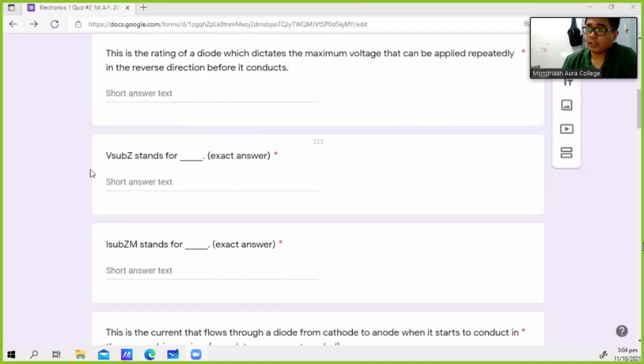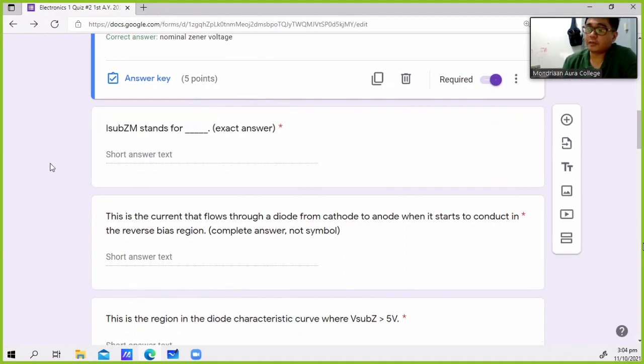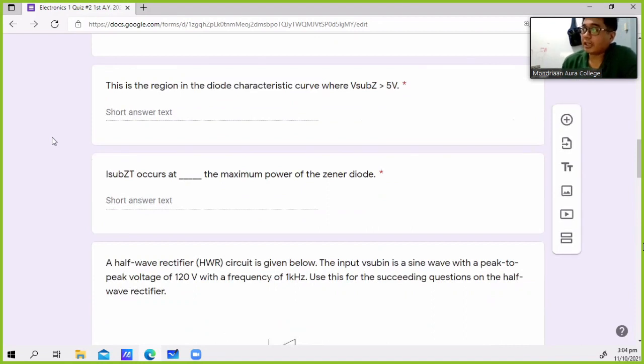No? Next, V sub Z stands for nominal Zener voltage. So do not forget the word nominal Zener voltage. I sub ZM stands for maximum Zener regulating current. Okay, and then this is the current that flows through a diode from cathode to anode when it starts to conduct in the reverse bias direction, the Zener knee current. This is the region in the diode characteristic curve where V sub Z is greater than 5 volts. So this is the avalanche region.